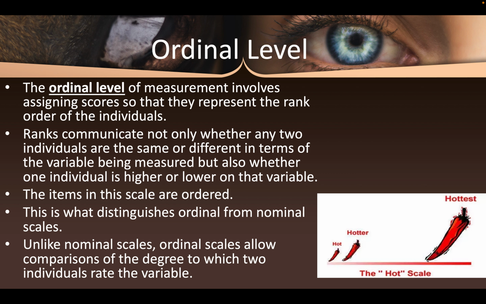The ordinal level of measurement involves assigning scores so that they represent the rank order of the individuals. Ranks communicate not only whether any two individuals are the same or different in terms of the variable being measured, but also whether one individual is higher or lower on that variable. The items in this scale are ordered. This is what distinguishes ordinal from nominal scales. Unlike nominal scales, ordinal scales allow comparisons of the degree to which two individuals rate the variable.